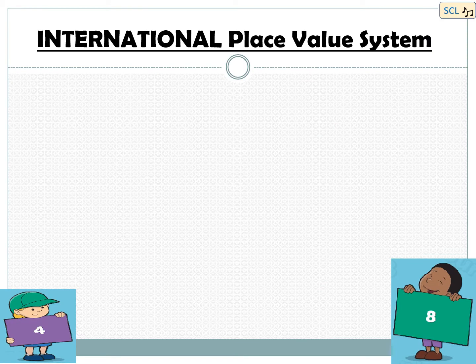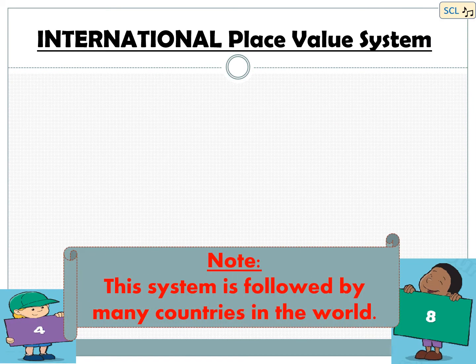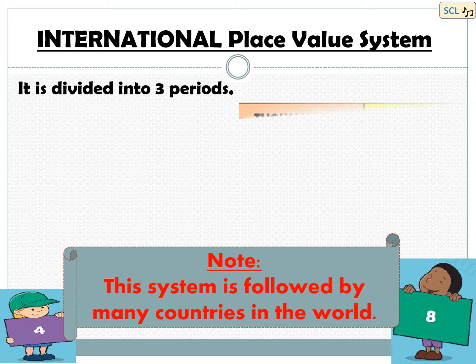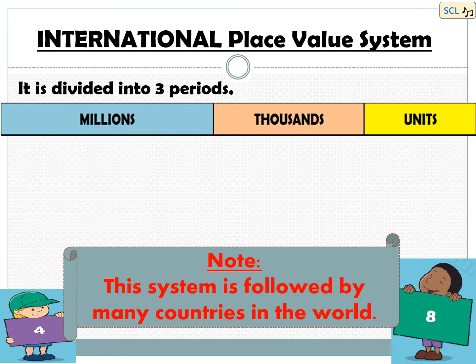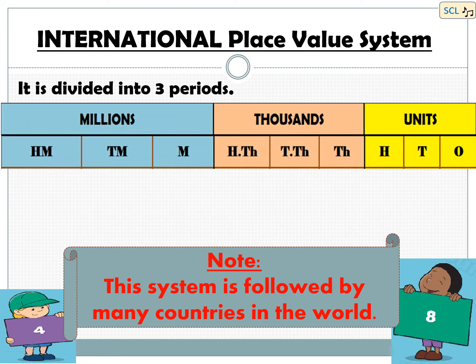The international place value system is followed by many countries in the world. It is divided into three periods, that is units, thousands and millions. Here the periods are divided into ones, tens, hundreds, thousands, 10,000s, 100,000s, millions, 10 millions and 100 millions. Commas are used in this system as 3, 3, 3.